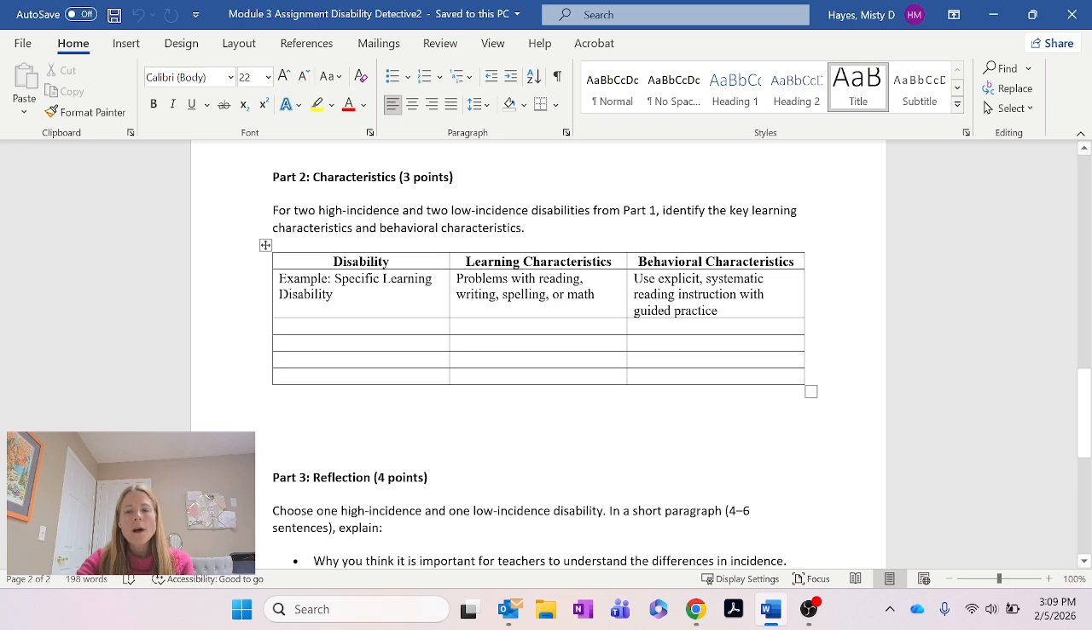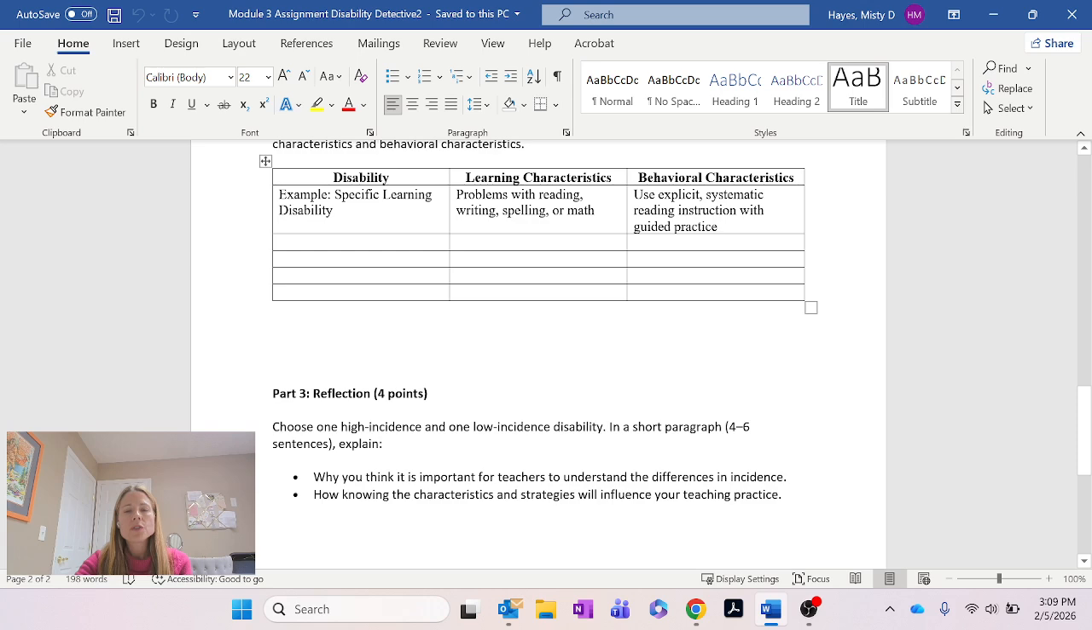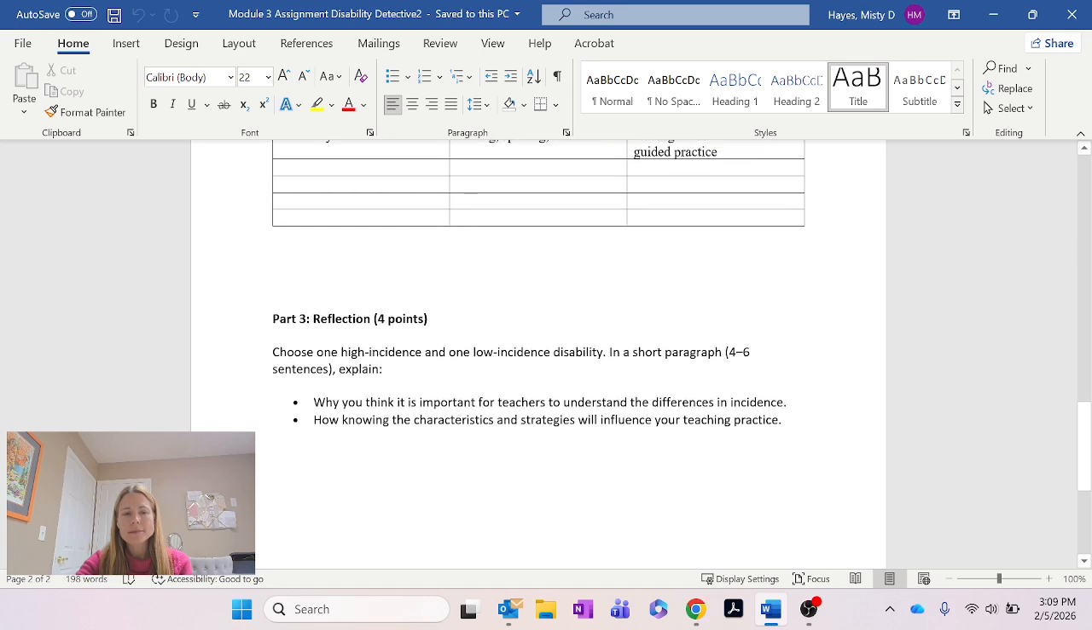Behaviorally, what behavior characteristics do these students demonstrate? Well, if they're having trouble with reading or math or writing, we have to think about, let's say, just reading. You will see that they have to use systematic reading instruction with guided practice, or maybe their behavioral characteristic is that they need reading support. So I really want you to use your textbook to help you with that, okay?